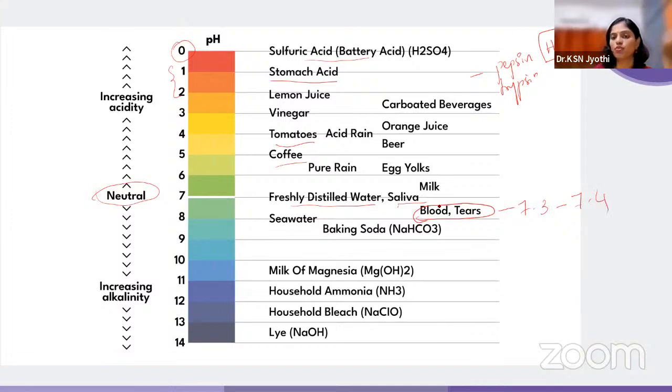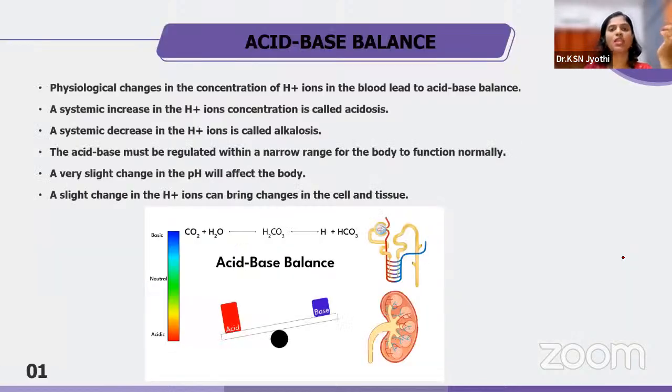7.3 to 7.4. So blood, our entire body works because of the transport that happens via blood. That has a pH of about 7.3 to 7.4. Similarly, tears also have a pH of 7.3 to 7.4. Now, all these, see, water is neutral, and highly alkaline are your bleach and ammonia. That means increasing basicity. That results in increasing alkalinity.